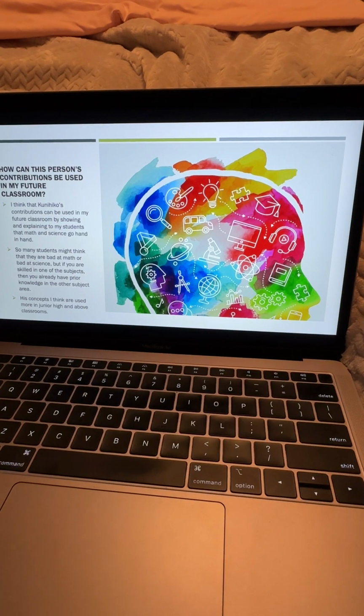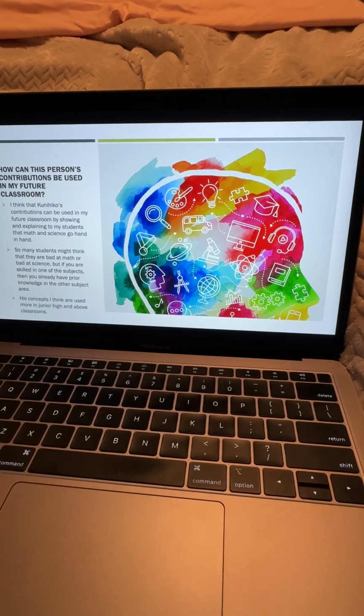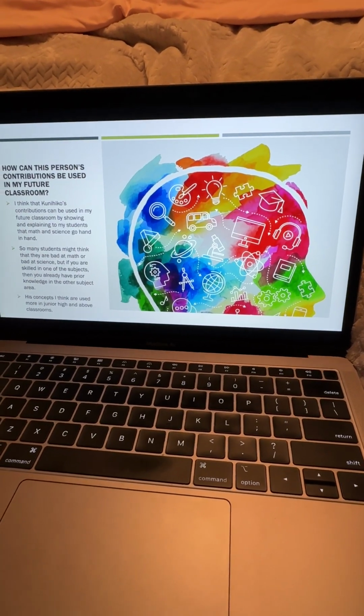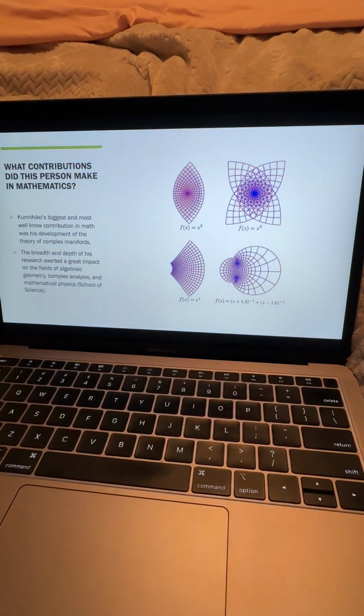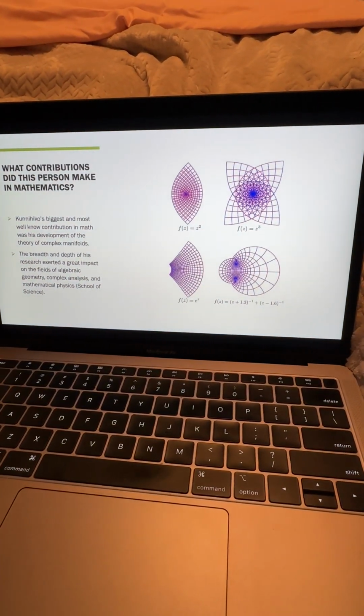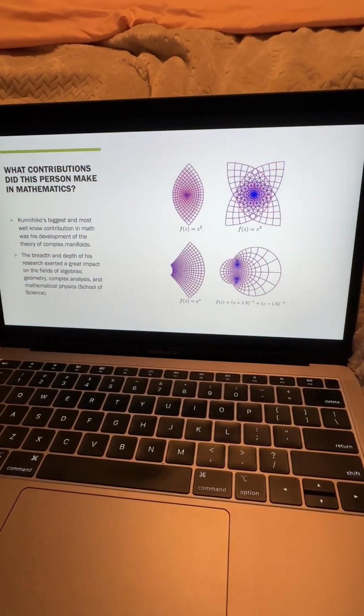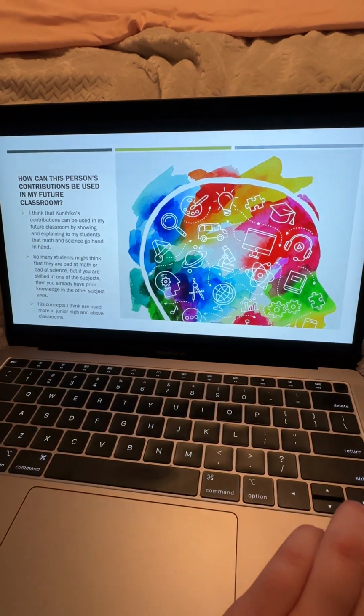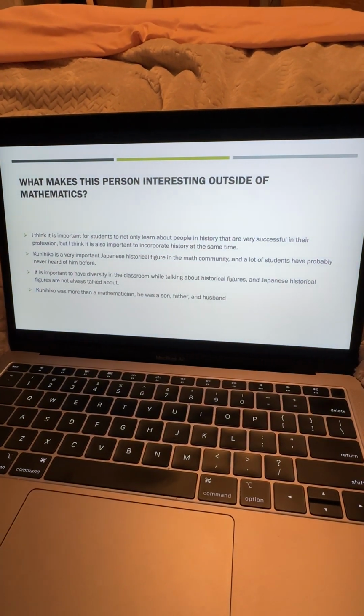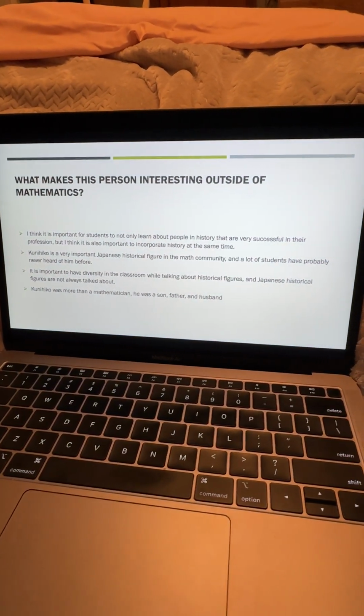His concepts, I think, are more used in junior high and high school and above, because if we go back to the pictures of the complex manifolds, obviously you're not going to be using that in the elementary education classroom. And then, what makes this person interesting outside of mathematics?